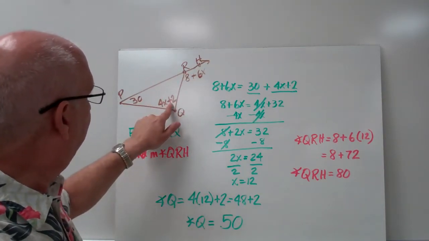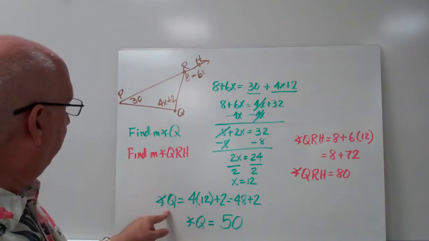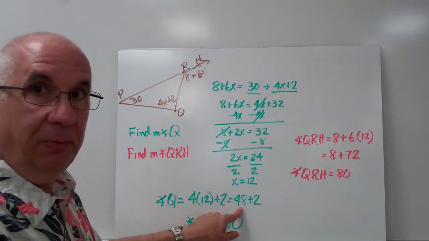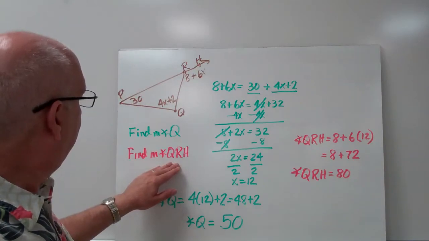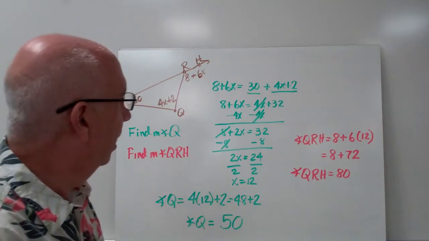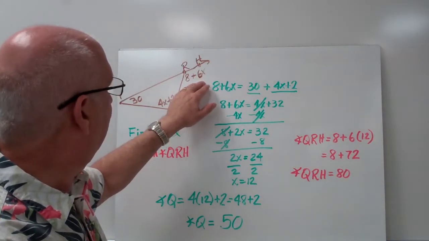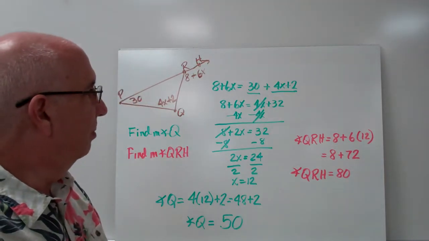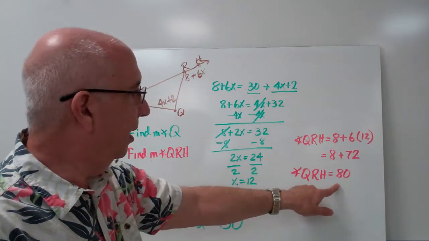How do I find the measure of this angle? I substitute 12 for x. So measure of angle Q is equal to 4 times x, which is 12, plus 2. That's 48 plus 2, which is 50 degrees. How do I find the measure of QRH? Well, I know what x is already. I've already found it. So the measure of angle QRH is 8 plus 6 times x, but we know that x is 12. Simplify. 8 plus 6 times 12 is 72. Add them together is 80.